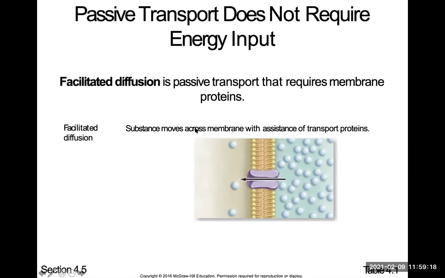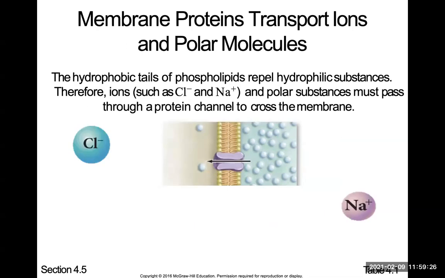So we covered diffusion, osmosis, and facilitated diffusion. Those are passive, meaning they don't need energy. This is an example I was giving you. Hydrophobic tails of phospholipids repel hydrophilic substances. They're water-fearing, they don't like water. And sodium chloride, which is hydrophilic, needs to pass through a channel to cross the membrane. It just can't go across because of these tails that don't like water.